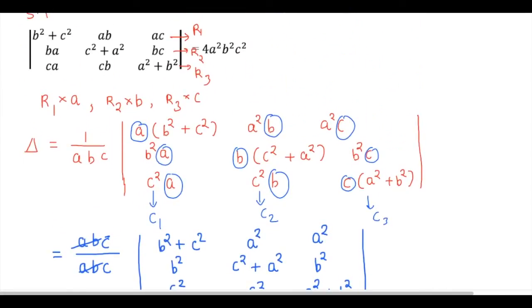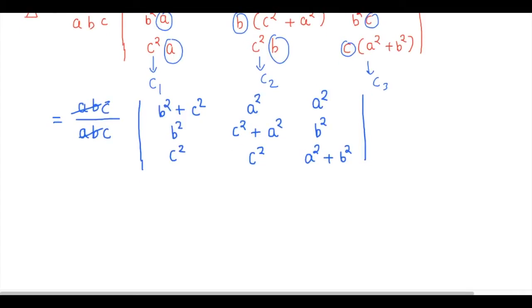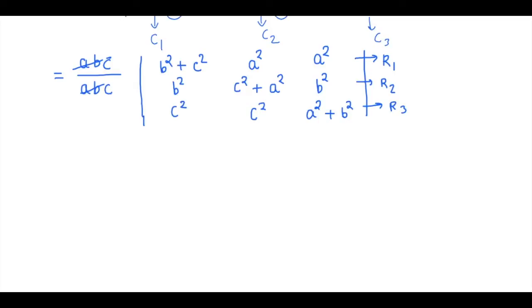Okay, you got this. Now the next thing, we have to simplify it. So what we can do, this is our R1, this is R2, and this is R3. I'm going to change row with column. So if we apply this step, the solution of this determinant will become easy. So let's change row with column. That means row will become column and column will become row.